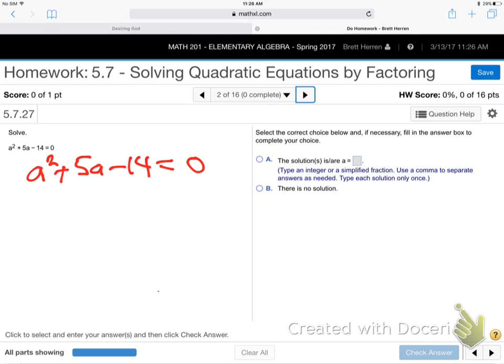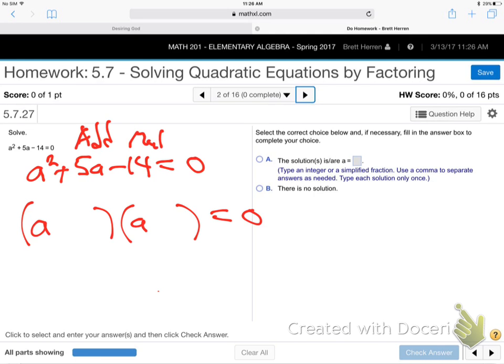Okay, so you're doing the multiply-add thing, right? We've got two parentheses. A times A in the front, right? What times what multiplies to be 14? 7 and 2. Yeah, 7 times 2.